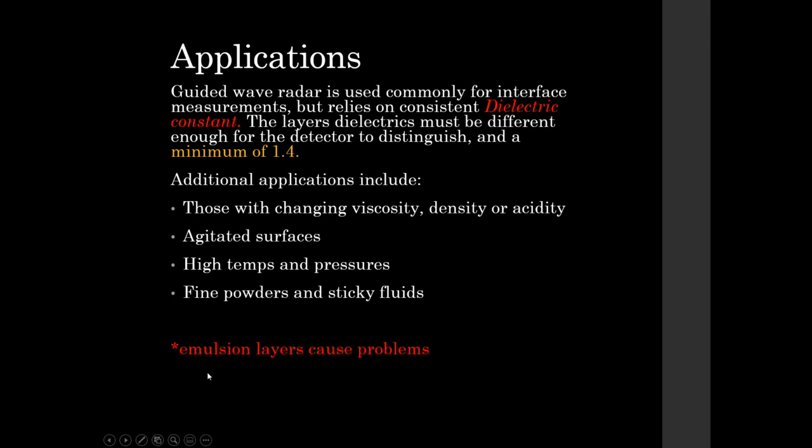I've mentioned down here on the bottom, emulsion layers can cause problems. An emulsion is a mixture between two different layers. A good example is oil and water, which we know don't mix very well. Water is very conductive, oil is not conductive at all, but when you mix them together, they adopt characteristics of both, and that becomes very problematic. Again, because then we don't have a distinct difference between our dielectric constants, and that's probably the biggest issue really with radar level transmitters, is the process itself.